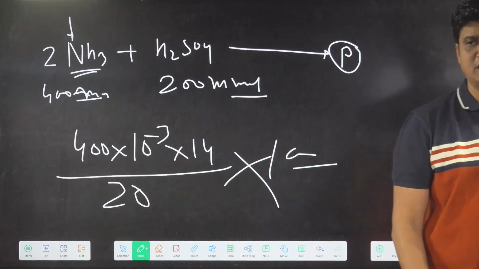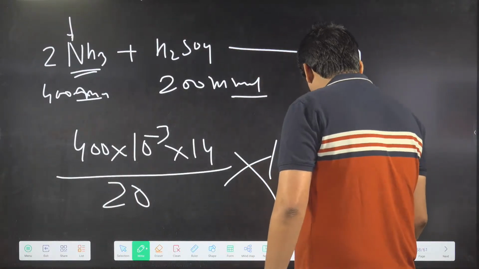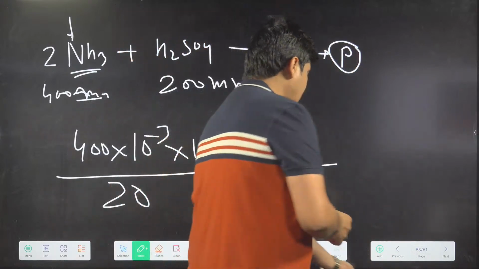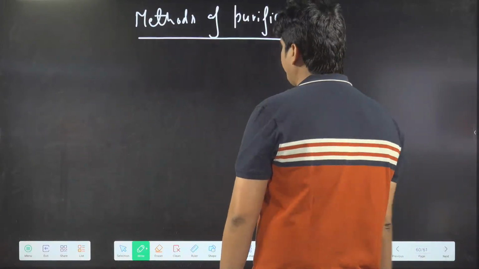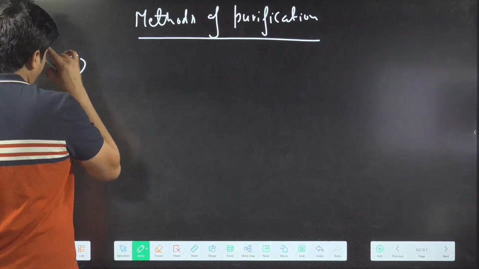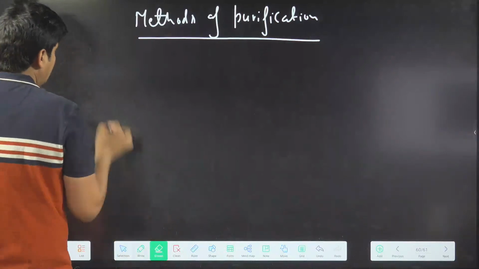This is all about Kjeldahl's method. Okay. So most of the part of class 11th basic organic chemistry is done. Okay, a few more things are there, like methods of purification. In methods of purification, what is important? For example, simple distillation. Okay, we start from sublimation.